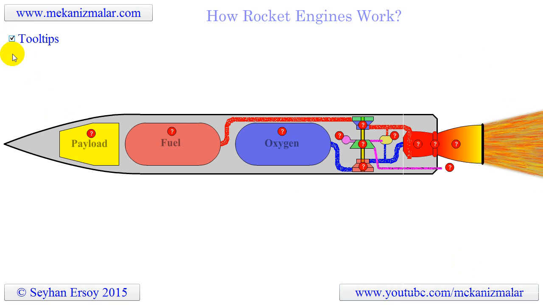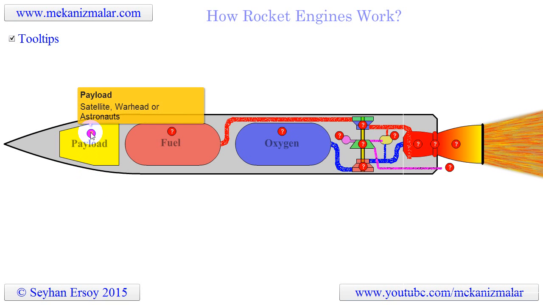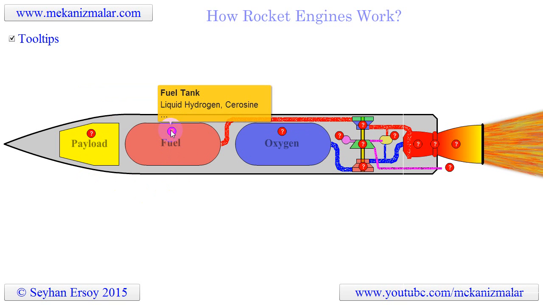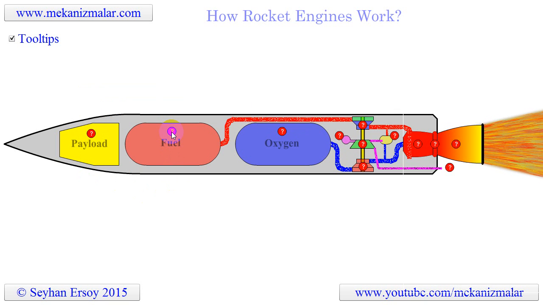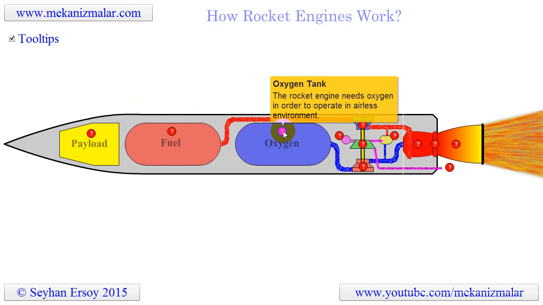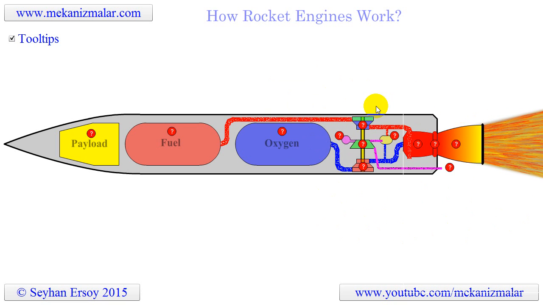In this video I will try to explain the working principles of a rocket and rocket engine. A rocket has four main parts. The first part is the payload. The payload can be anything from a satellite, a warhead, and human beings for space exploration. The second part is the fuel tank, which is a huge tank filled with liquid hydrogen or any other type of fuel. The third part is a huge oxygen tank which allows the rocket engine to operate in an airless environment such as space. The fourth and most complex part of the rocket is the rocket engine.